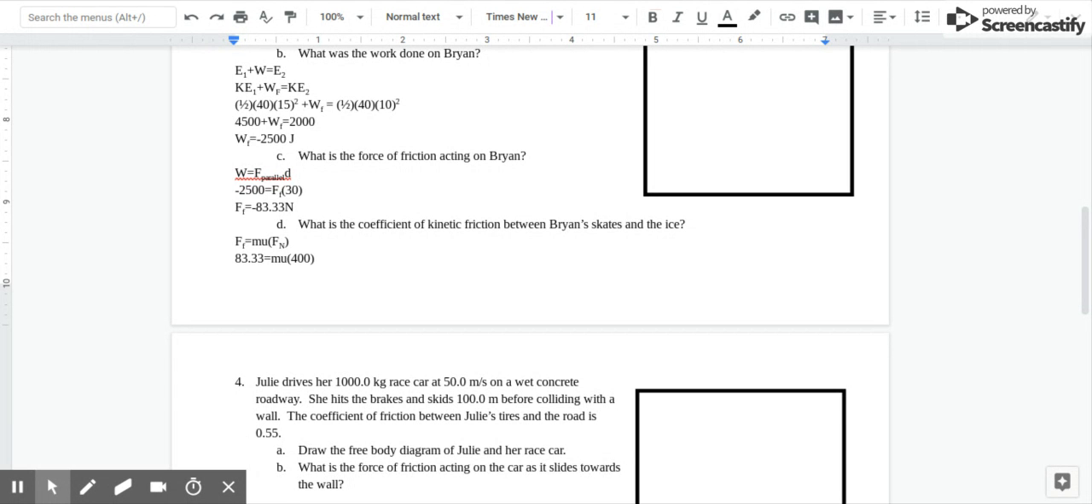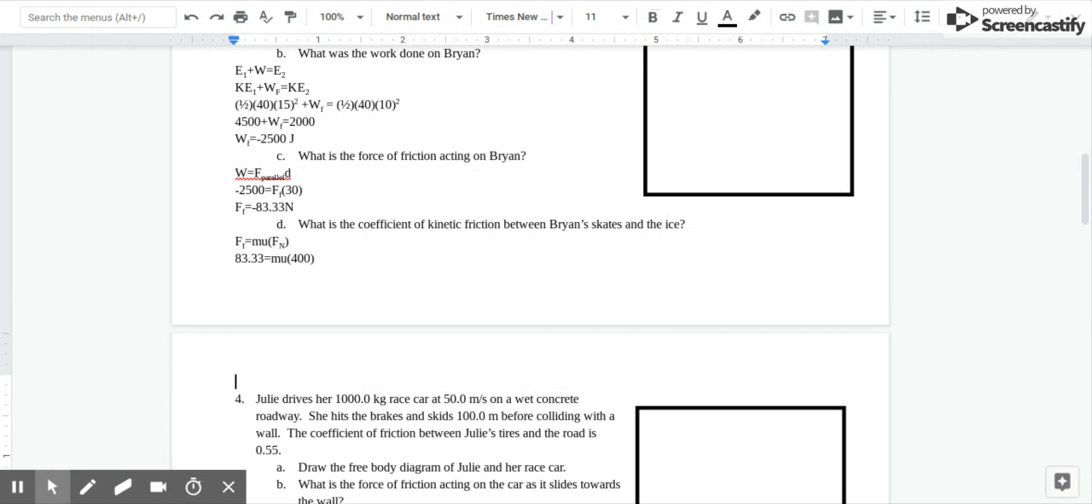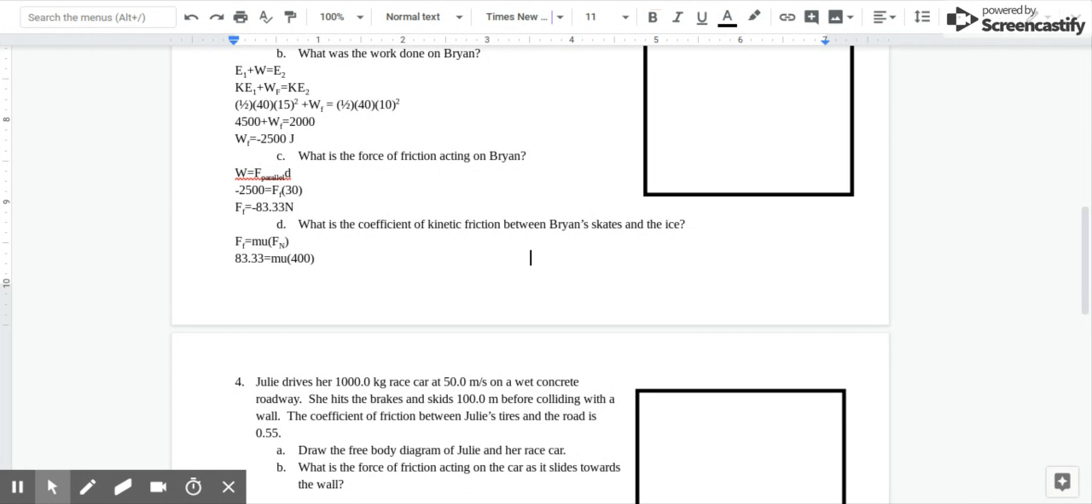So 83.33 divided by 400 is 0.208325. So we'll just say mu equals 0.208 is fine. And there's no units on that. And that's done.